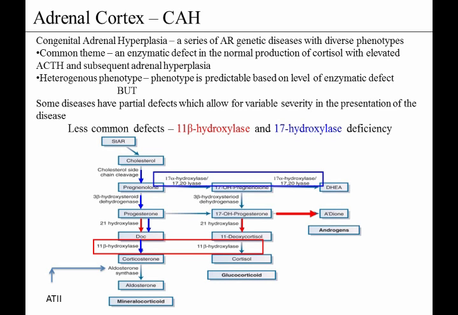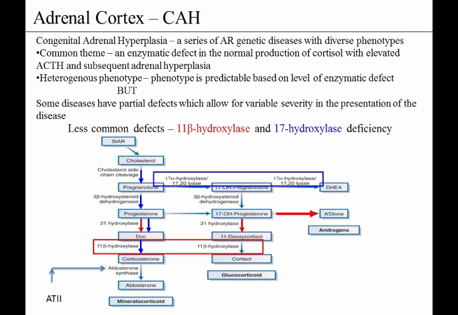Let's focus on 11-beta hydroxylase first. This is the second most common form of congenital adrenal hyperplasia after 21-hydroxylase. And I depicted it in red. So here's the block, 11-beta hydroxylase. And the buildup is 11-deoxycortisol in the fasciculata and DOC in the glomerulosa. There's also a shunt to androgens. So in young females, there will be virilization.